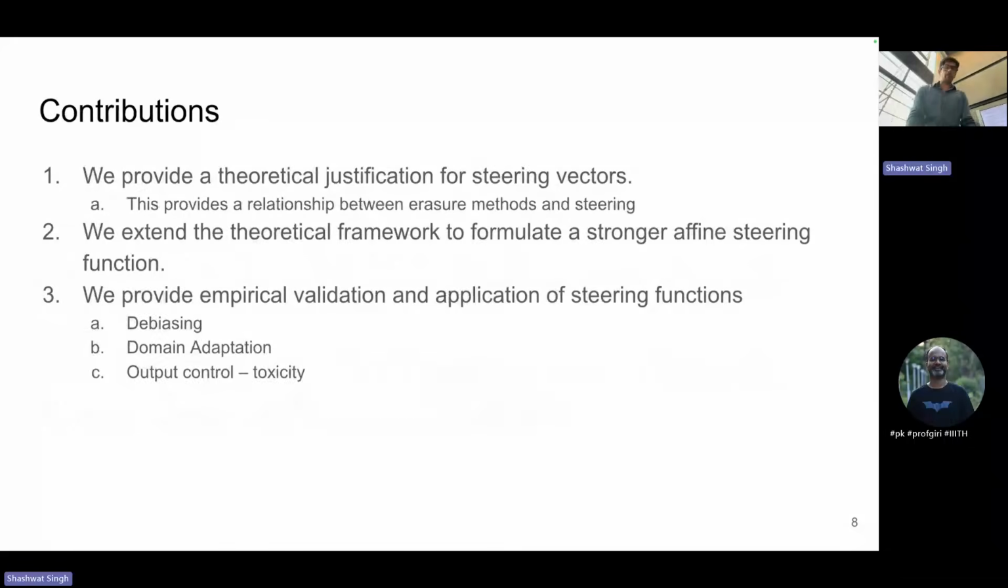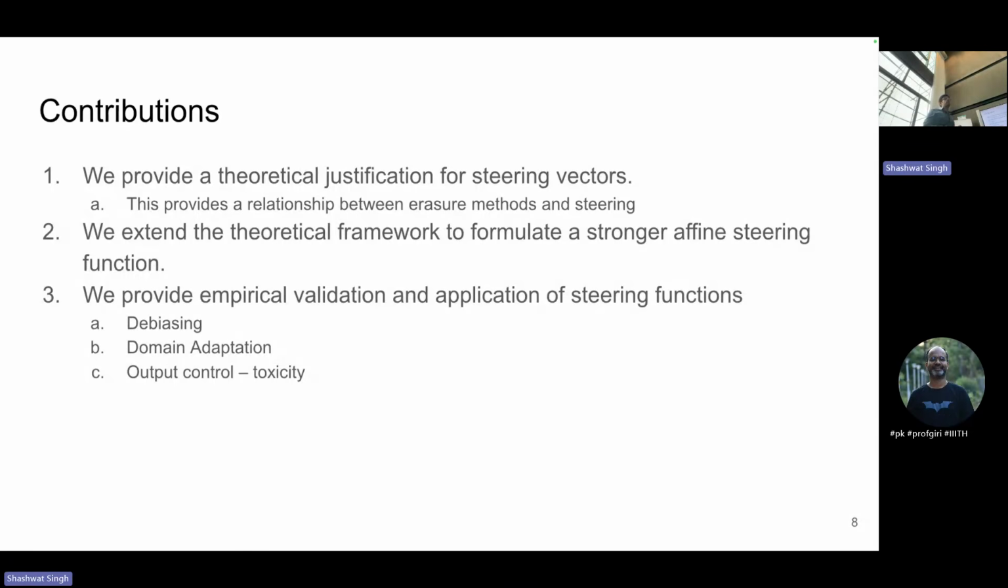That's a problem that we recognize. So this leads me to a list of contributions. First, we provide a theoretical justification for steering values, and in so doing, we relate this to related work in erasure, which I will describe later, and related work in optimal transport, which I'll briefly mention.